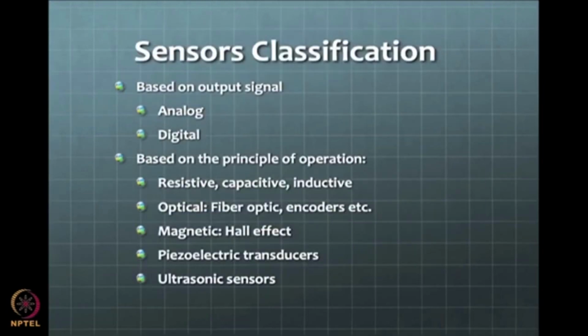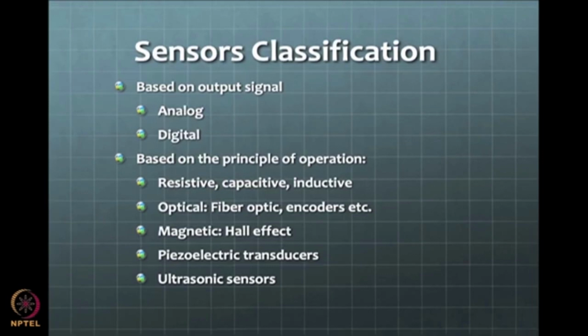so sensor classification is basically based on the output signal, the type of signal coming out of the sensor, and then on the principle of operation. These are the two major classes into which one can classify sensors. Based on the output, you can have an analog sensor or a digital sensor. As the name suggests, the analog output will be a continuous signal coming from the sensor, and a digital signal will be like some number. After some time, some other number will come; it is in the form of a discrete digital number.